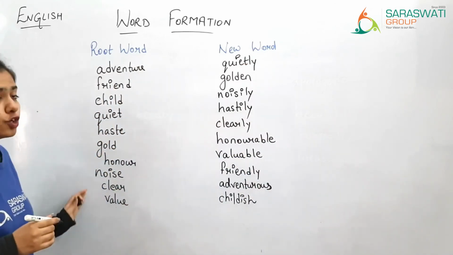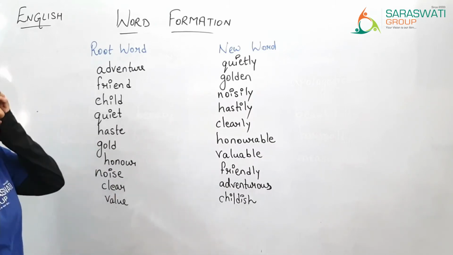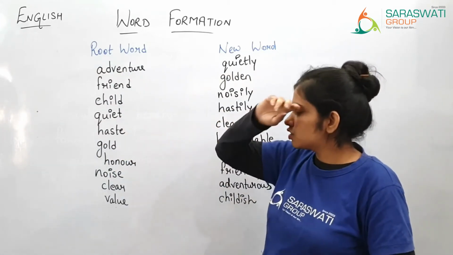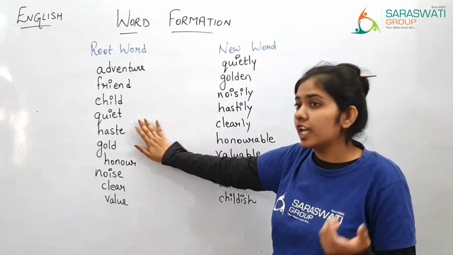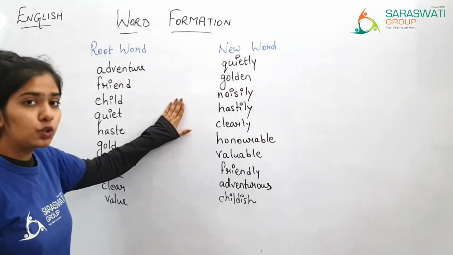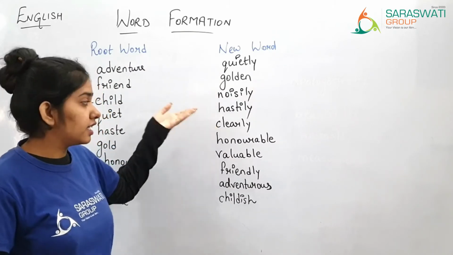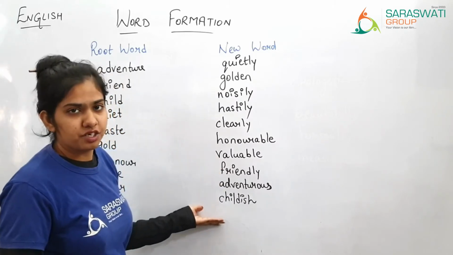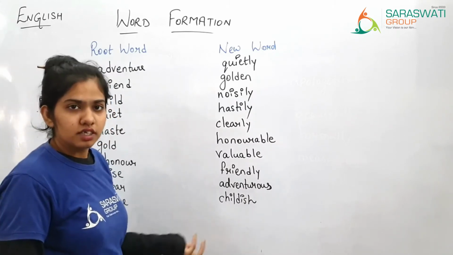So these are our root words and these are our new words. Right? We have made some changes in our root words and we have got these new words, right? So what are our root words? Adventure, friend, child, quiet, haste, gold, honor, noise, clear, and value. And over here in the new word column: quietly, golden, noisily, hastily, clearly, honorable, valuable, friendly, adventurous, and childish. Right? Now we are supposed to match the correct word with each.